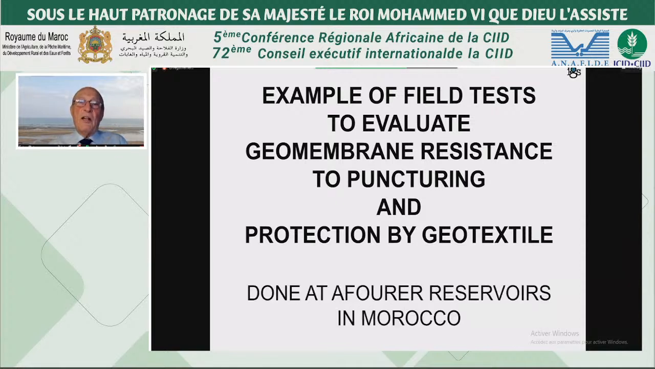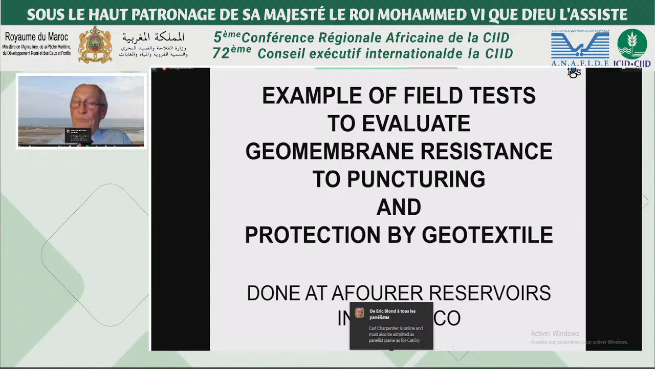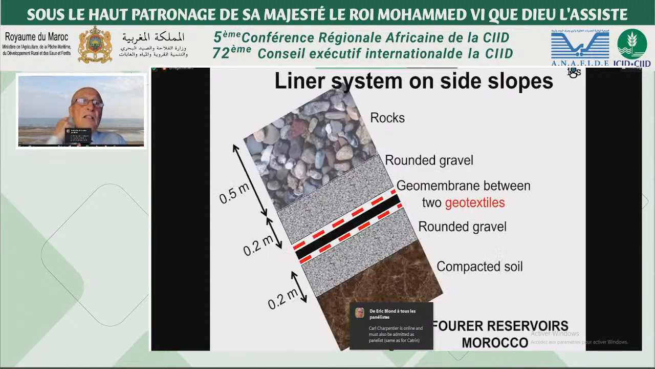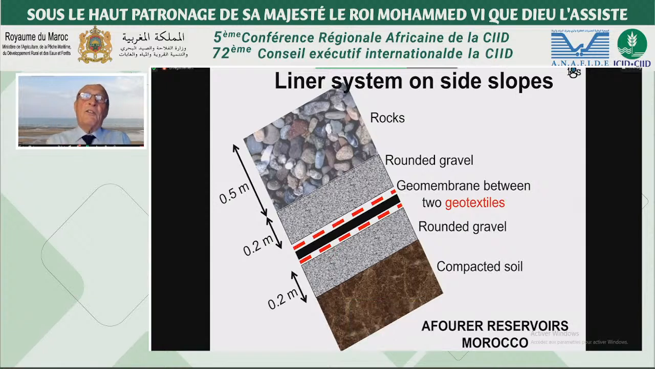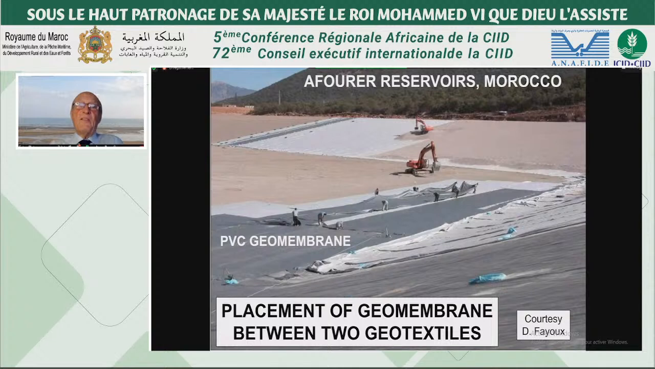These tests were conducted at the Rosa Reservoirs in Morocco. Here is the cross-section of the liner used at these reservoirs. The protection is ensured by rocks, which are placed on rounded gravel, and we have then the geomembrane between two geotextiles and again gravel underneath. We see here the installation of the geomembrane between two geotextiles.